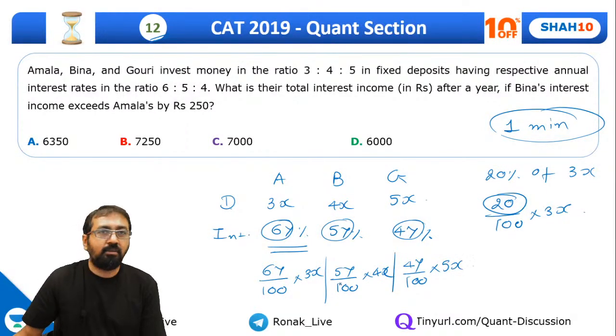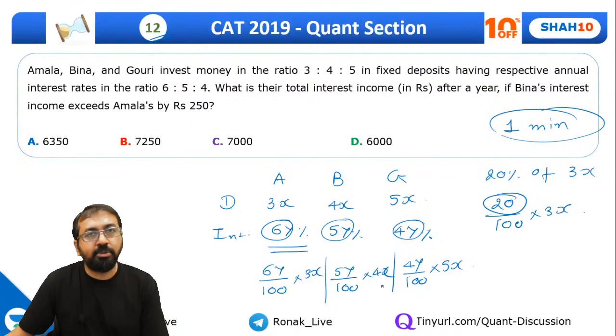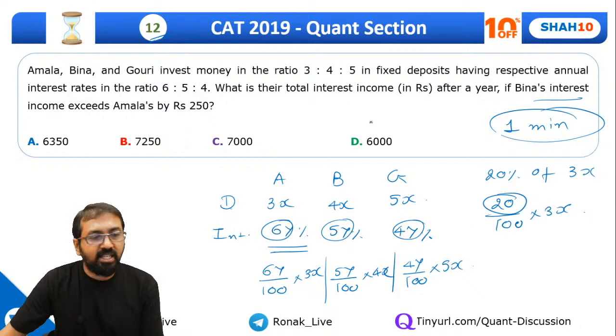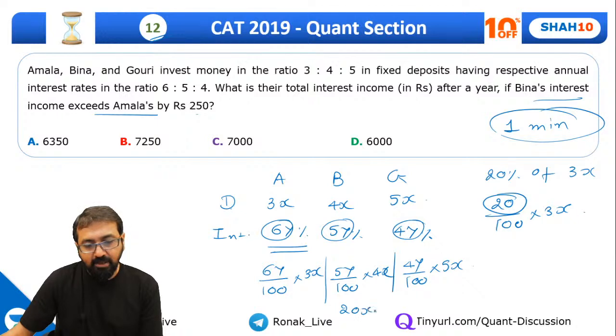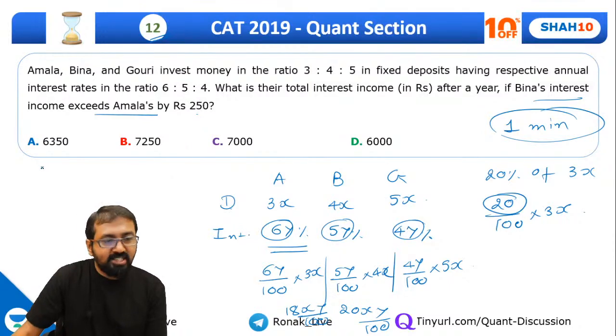Of course guys, you really don't need to write all these things. I mean, you can understand all these denominators are going to be the same, 100, so you can straight away eliminate that. If Bina's interest income exceeds Amla's by 250, so Bina's income exceeds Amla's by 250. So what is Bina's income? Can I say it's 20xy? What is this one? 18xy. Denominator 100 will remain as it is. You don't need to check. So I can say 2xy upon 100 is nothing but 250.